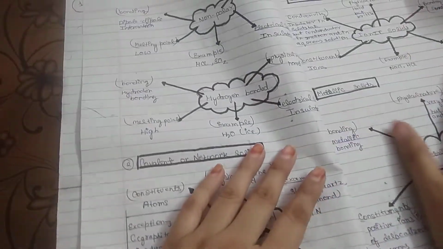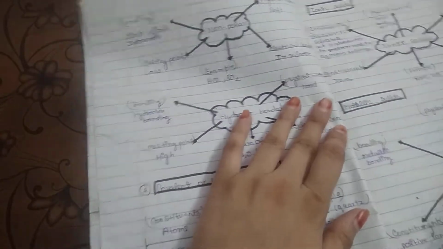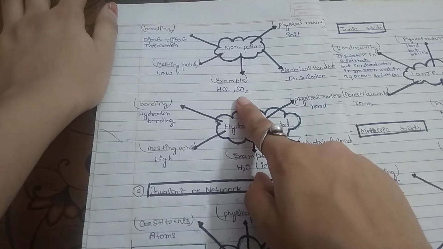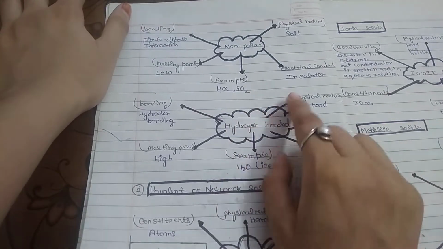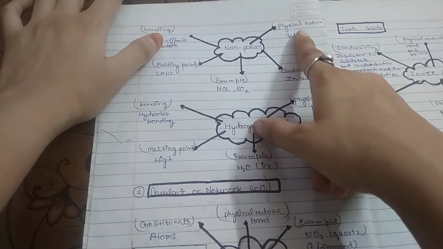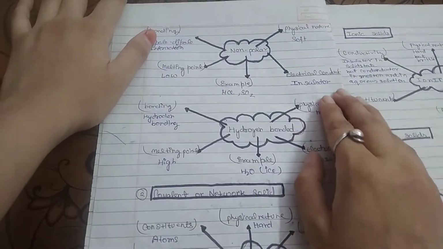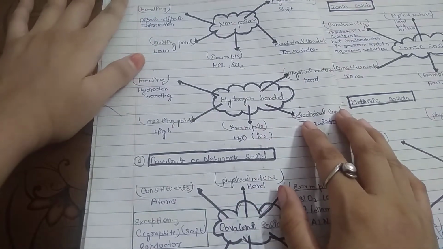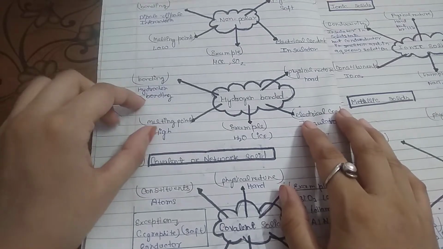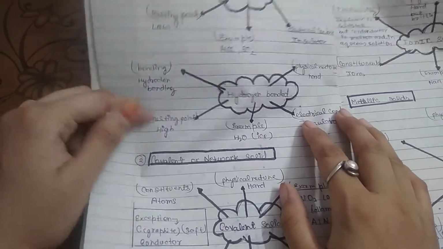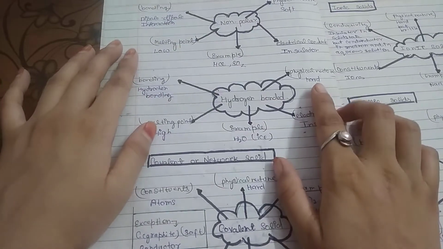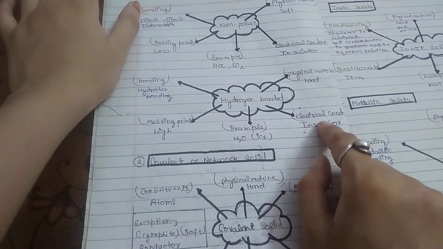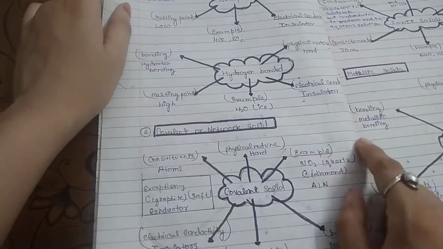The next one is non-polar. It has dipole interaction and the physical nature is soft. Examples are HCl and SO2. If the physical nature is soft, then the melting point is low and the electrical conductivity is insulator. Then we will talk about hydrogen bonding. Its bonding is hydrogen bonding, and if the bonding is hydrogen bonding, its melting point is high and the physical nature is hard. An example is H2O ice, and its electrical conductivity is insulator.